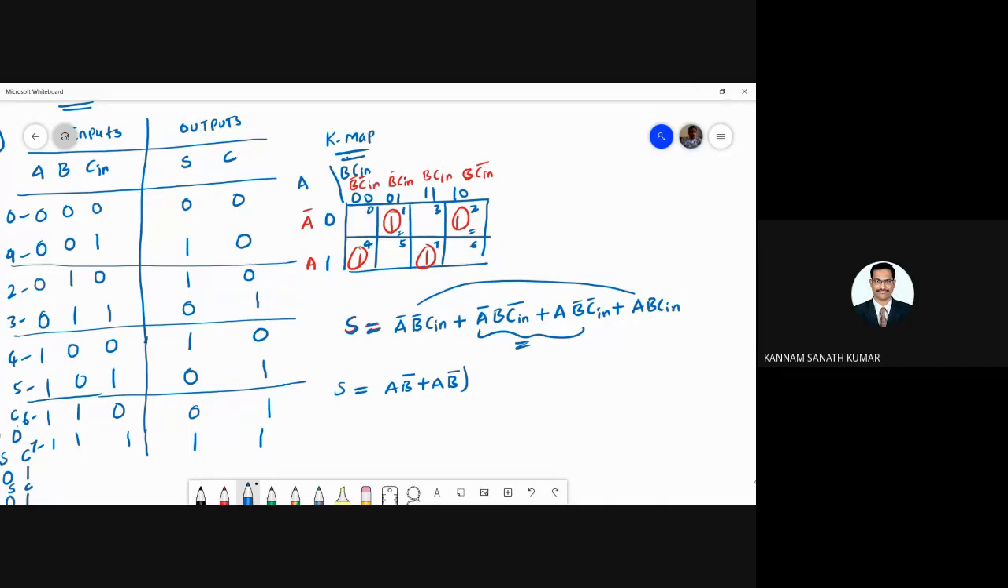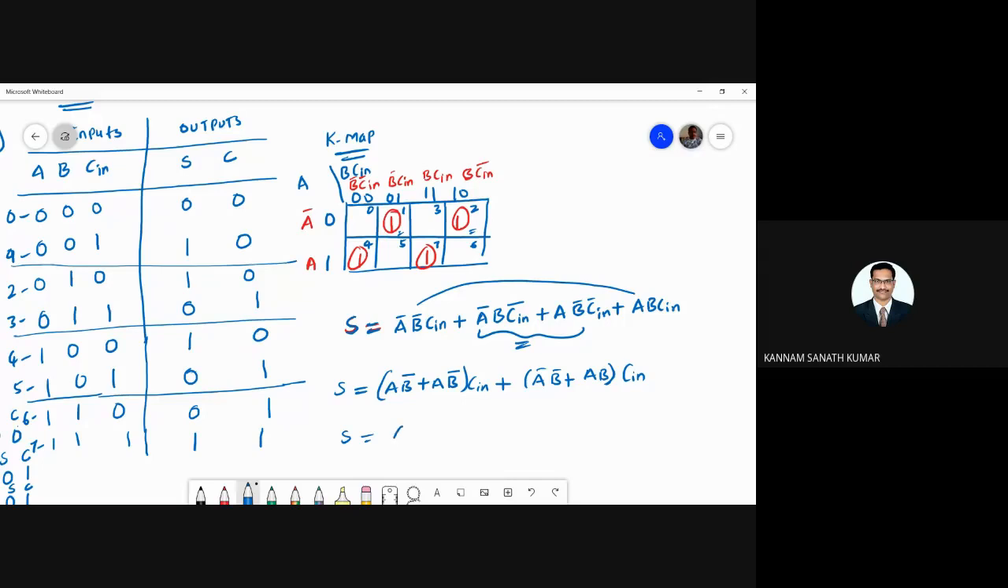A bar B bar C in plus A bar B C in bar plus AB bar C in bar plus AB C in. Okay, so A bar B plus AB bar into C in plus A bar B bar plus AB into C in. Okay, so S equal to what is this?